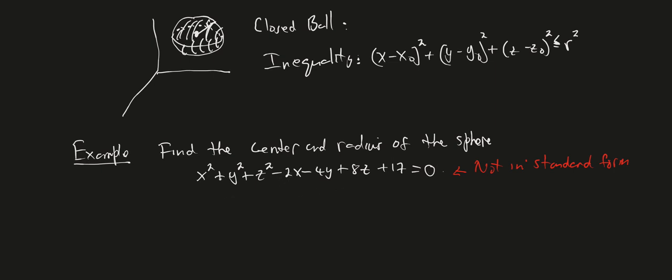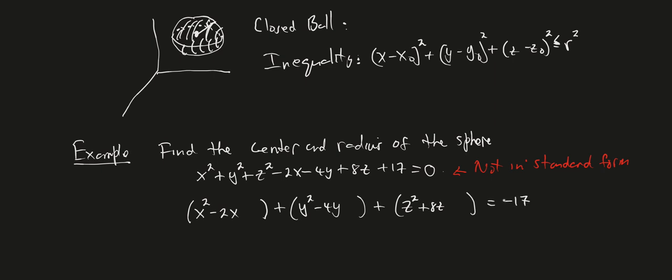And while we do that, let's group all the terms that have an x and a y and a z. So we have x squared minus 2x. I'm going to group that, and I'm going to leave a space there, and then do the same thing for the y's. So we have y squared and then minus 4y, and then plus the z's, we have z squared plus 8z, and again I'm going to leave a little gap there, and then equals, and then on this side I have a negative 17.